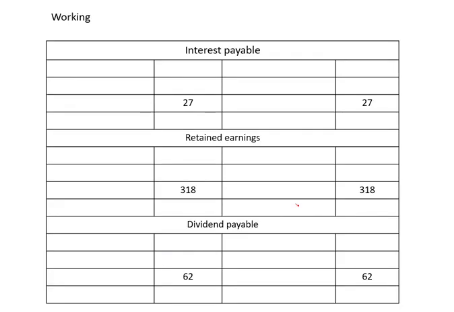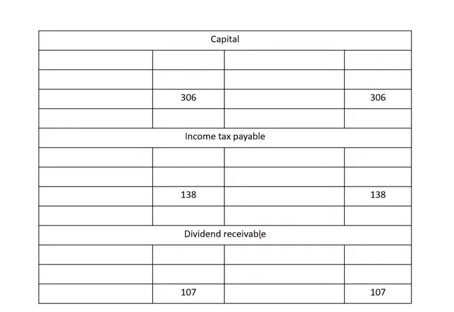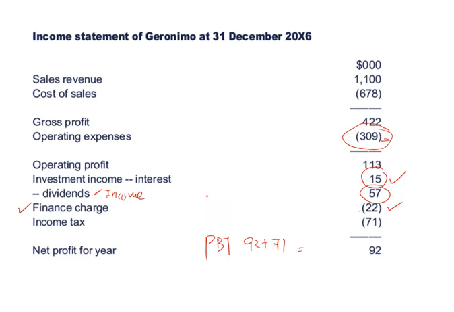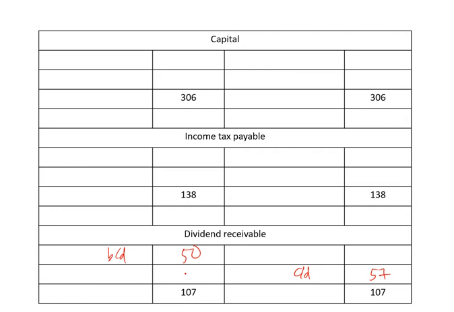So when you open the account, you have to go dividend receivable first. Opening is how much? I forgot already. Closing 57. Current year income 57. So here you have in your income statement 57. So how much is your cash received? 50, right? Okay, dividend received you can put under.